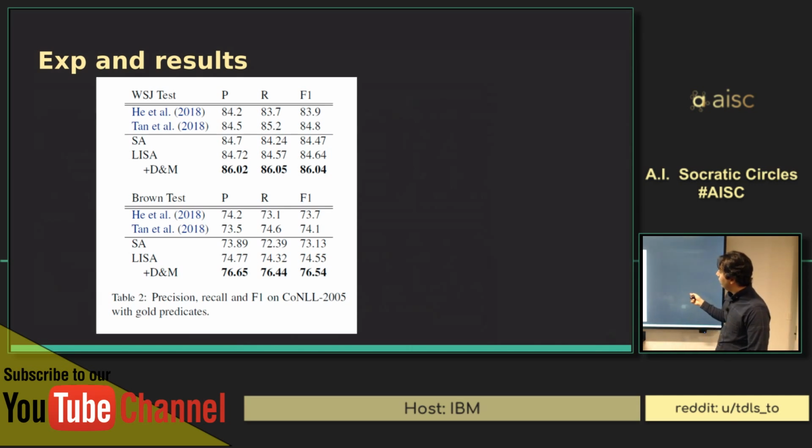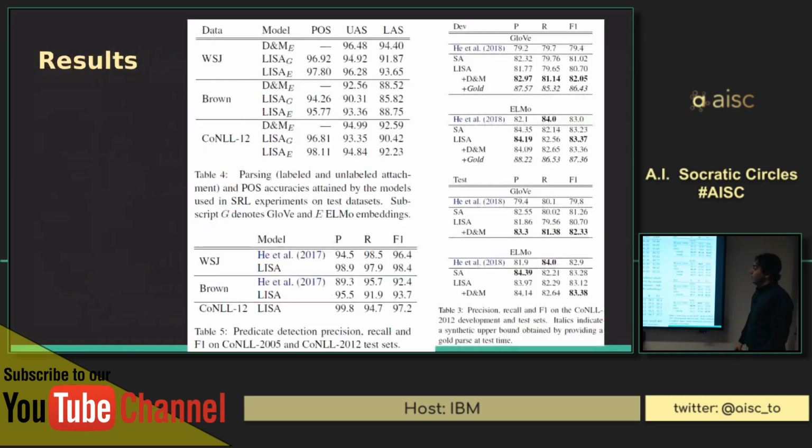It seems like it improves by almost 2.5 F-score. On the Brown test set, the out-of-domain test set, you also see a similar increase. All right. Okay.